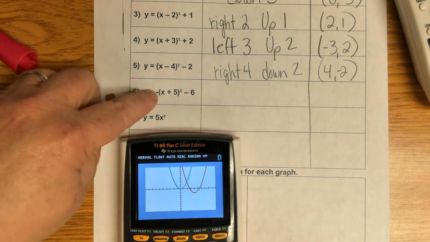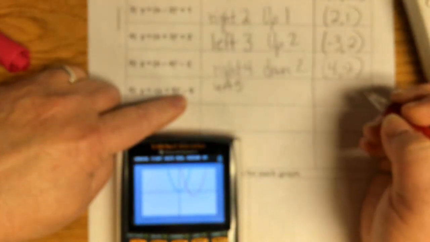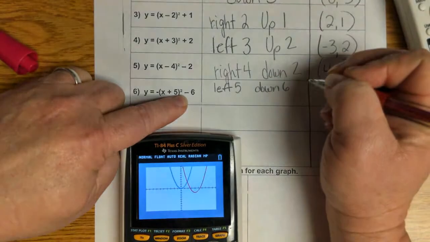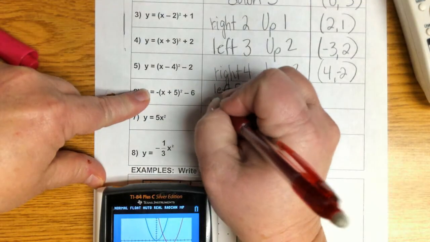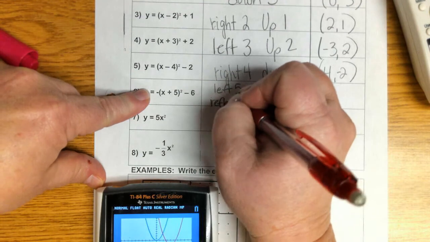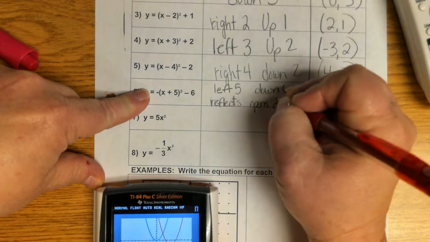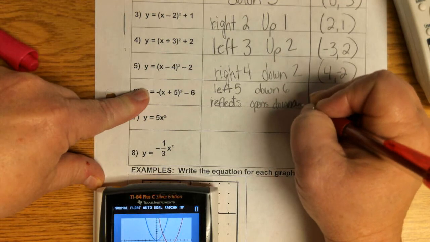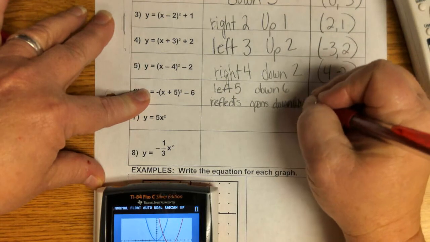Well, we know that because of this plus 5, it's going left 5. Because of the minus 6, which is your k, when your k is negative, it's going to go down 6. But we've got this negative over here also. So that tells you that you are reflecting this parabola. It opens downward. And these are the things that you're going to want to be able to identify when you're looking at these.